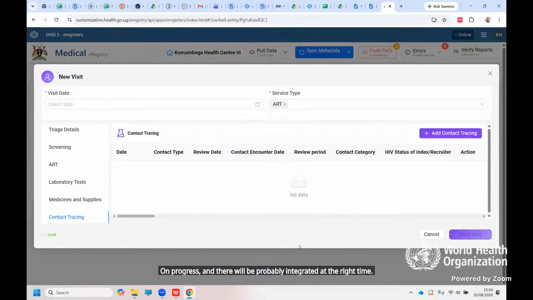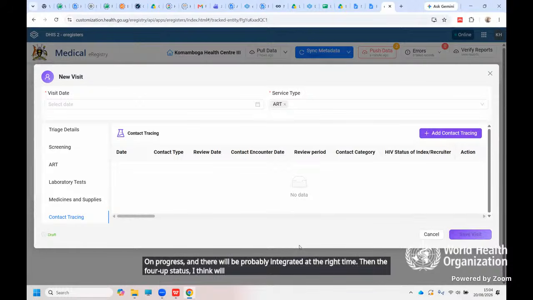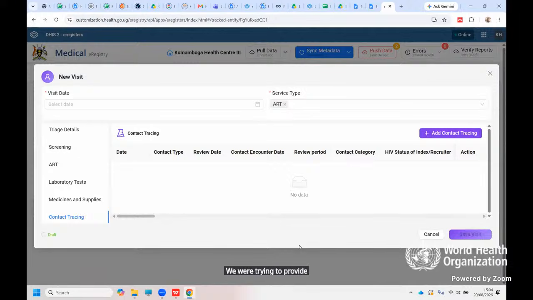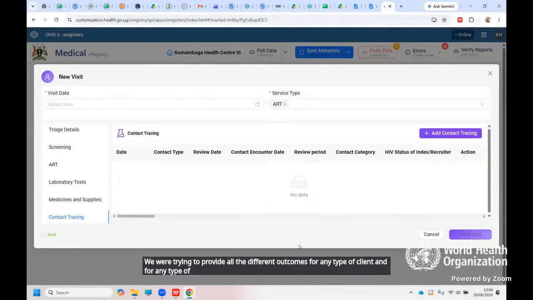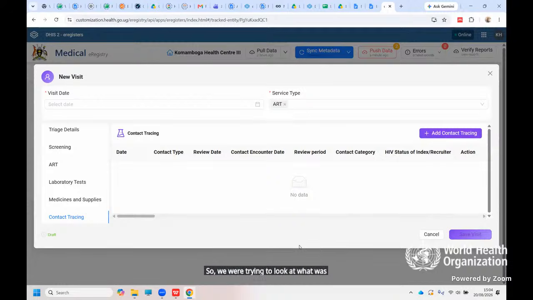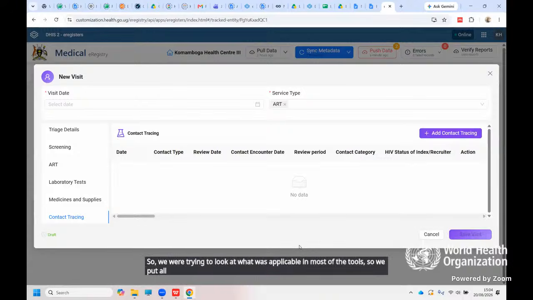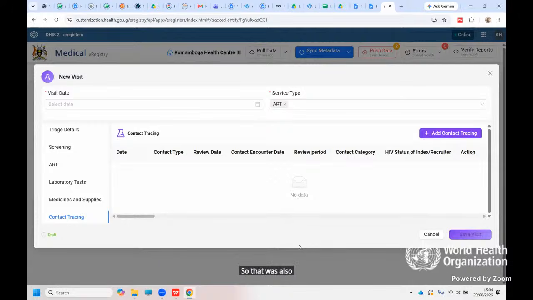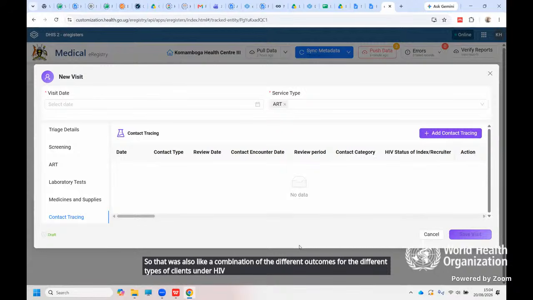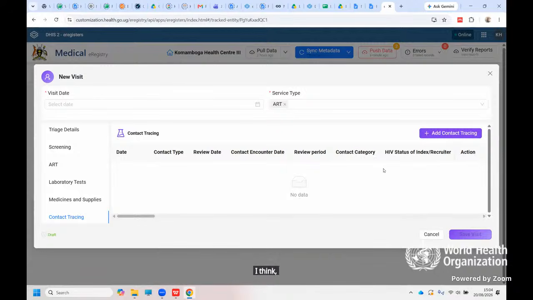Then the follow-up status. We were trying to provide all the different outcomes for any type of client and any type of follow-up. We looked at what was applicable in most of the tools, so we put the whole list. Whatever client you are looking at, you should be able to indicate the possible outcome of that visit. It was a combination of the different outcomes for the different types of clients under HIV management. John, you're right on that.